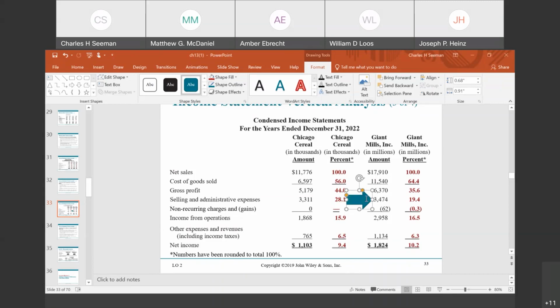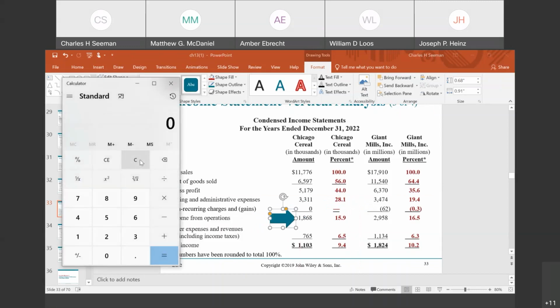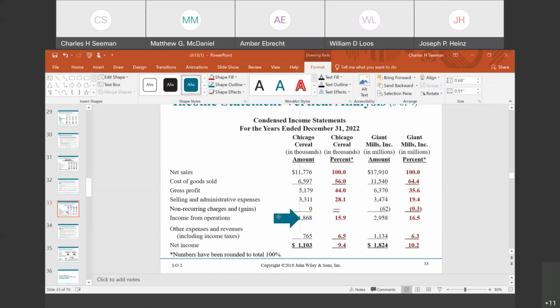I'm going to ignore non-recurring items because, again, that's outside of sustainable income. And we're going to take income from operations. Okay, so to get that percentage, we take the 1,868 divided by the 11,776, and we get 15.9%. So we took this number, divided by this number, to get this number.